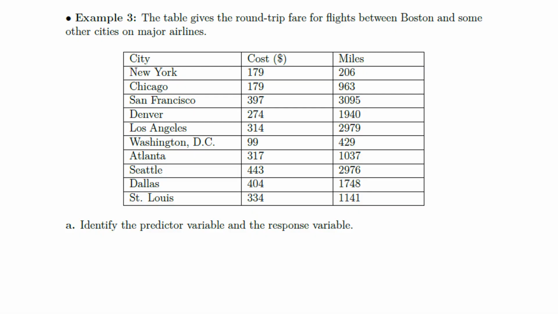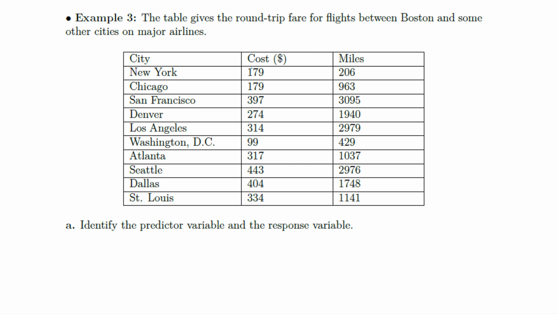In this example, we're going to look at the cost associated with round-trip flights to major cities between Boston and the city indicated. So, first of all, in part A, it asks us to identify the predictor variable and the response variable.